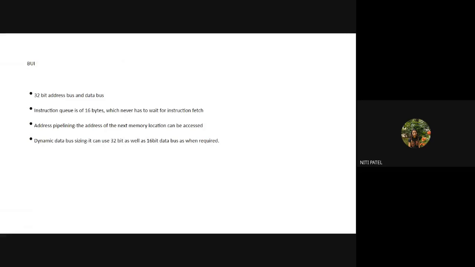Now, what is this bus interface unit? As the name says, bus interface unit. What will it have? It will have information about the bus. Whose bus? The bus of the 80386 processor. Now, in the first chapter, we have seen that there are 3 types of buses. You have the data bus, the address bus, and the control bus. And all the 3 together are called the system bus.